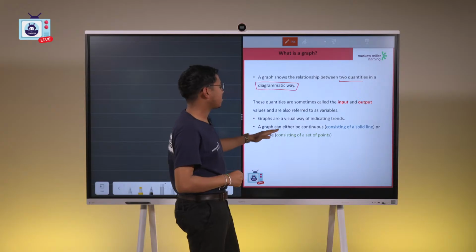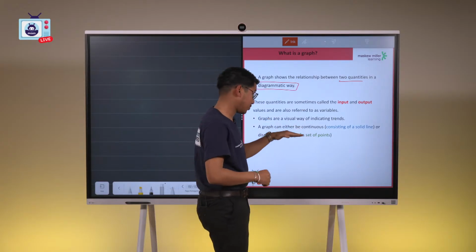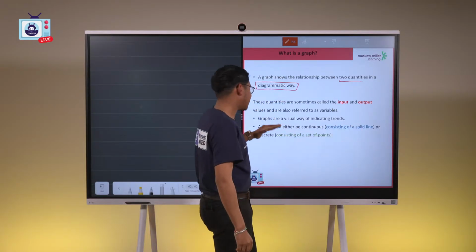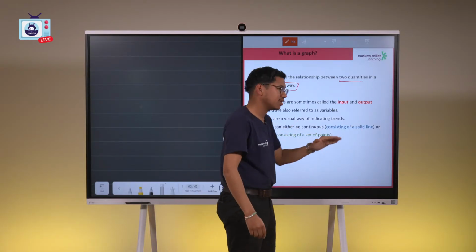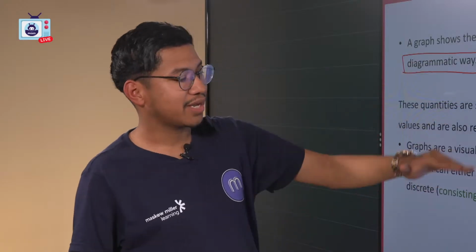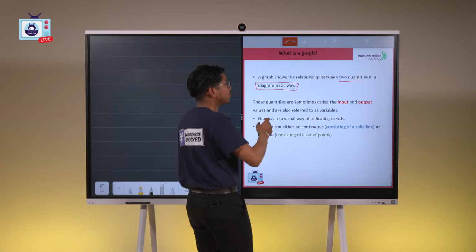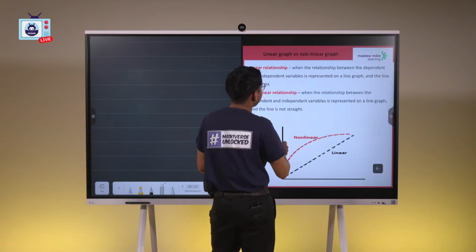And then a graph can be continuous. Notice here, what is continuous? It consists of a solid line, or discrete, consisting of a set of points. Don't worry, we will bring this to light in the slides to come. But this is just a basic overview of what graphs actually is. Now we're going to get into it, right?